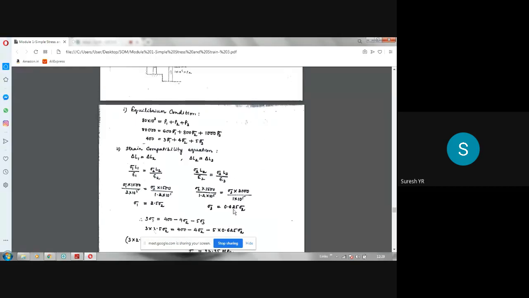So substitute for sigma 1 and sigma 3 in terms of sigma 2. Correct. So here sigma 1 is 2.5 sigma 2 that you have to put here. For sigma 1 you have to put 2.5 sigma 2. For sigma 3, you have to put 0.625 into sigma 2. So then what happens? So only one unknown will be there. That becomes sigma 2 is the only one unknown.